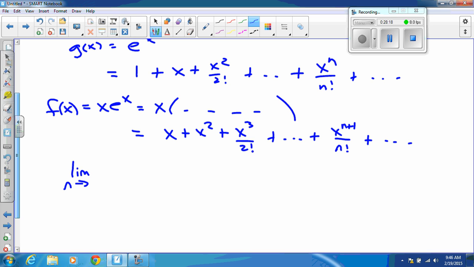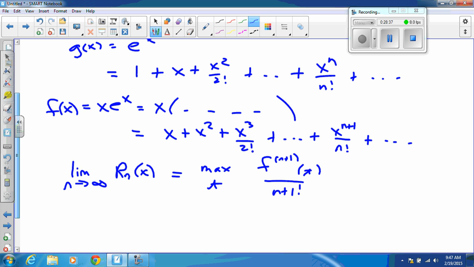Now I want to establish convergence, and so I'm going to take the limit as n goes to infinity of R_n of x, which is equal to max over t of the n plus 1th derivative at t over n plus 1 factorial times x minus c to the n plus 1. Okay, so we need a pattern for this guy, and actually I don't think we'll be able to establish that pattern in just 1 minute. So I'm going to turn you loose, and we're going to leave this as we've got to find a pattern for the n plus 1 derivative.